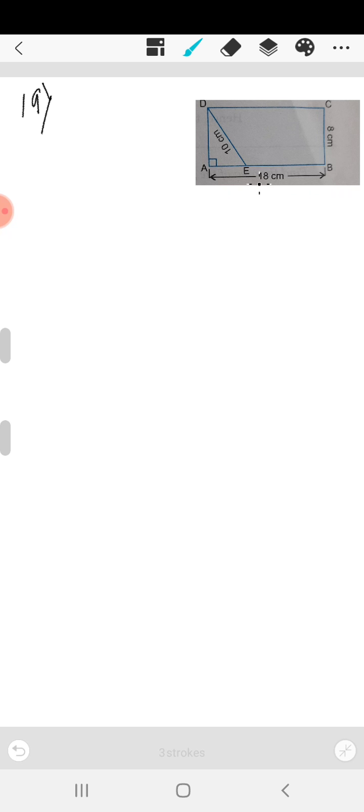And we must find the area of EBCD. EBCD means this area we have to find out.